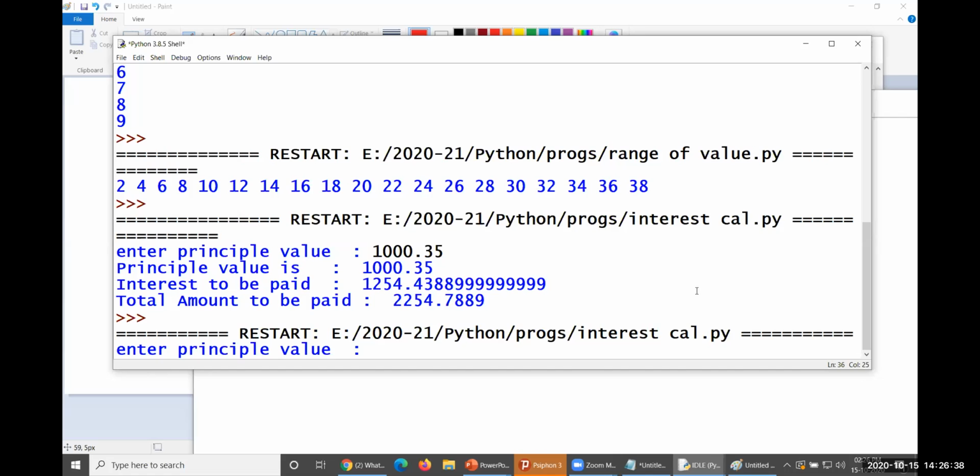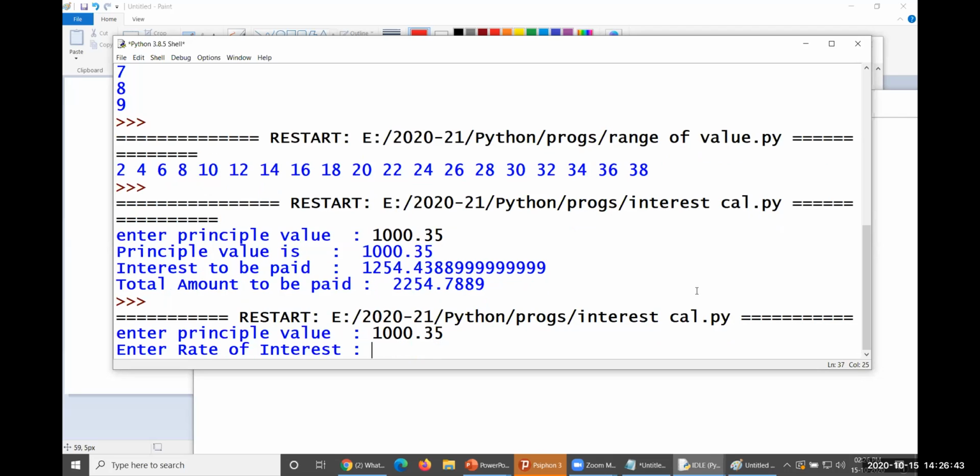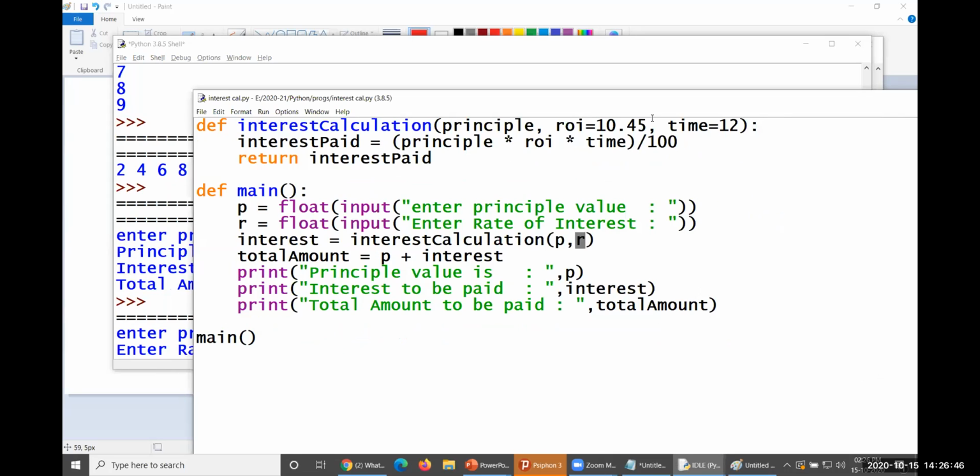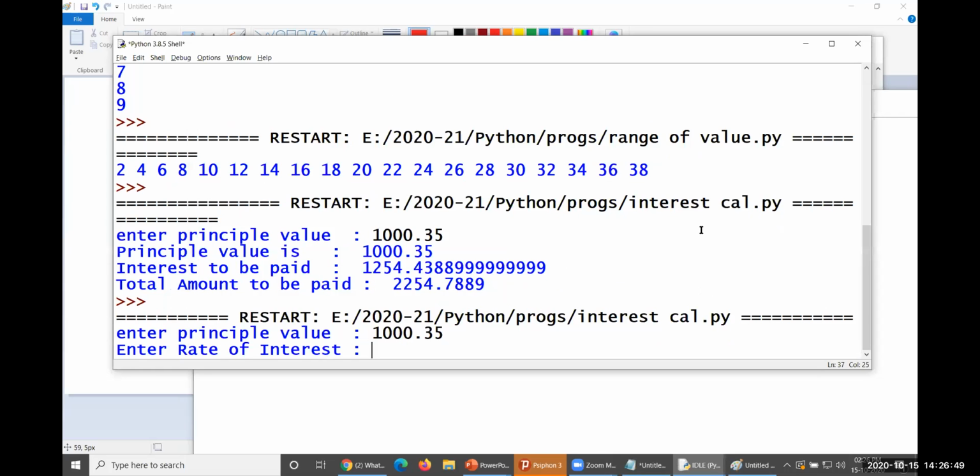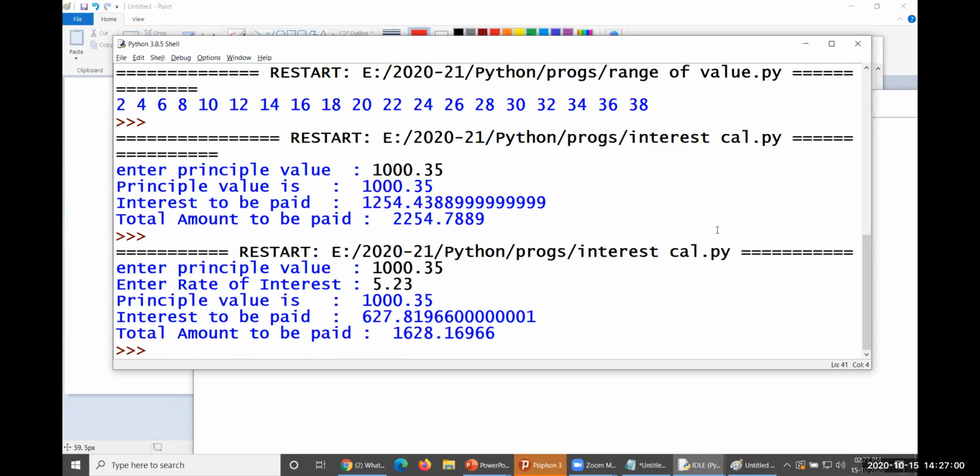Now it has asked for the principal, 1000.35 paisa. This is my principal amount, and the rate of interest in our program we have given is 10.45. Now I'd like to give 5.23%. I have reduced the rate of interest right away from 10.45 to 5.23%. How much amount are you supposed to pay? For 1000 rupees 35 paise at 5.23%, you pay 627.81 paisa interest. Finally you have to pay 1628.16 paisa to your friend at the end of 12 months.